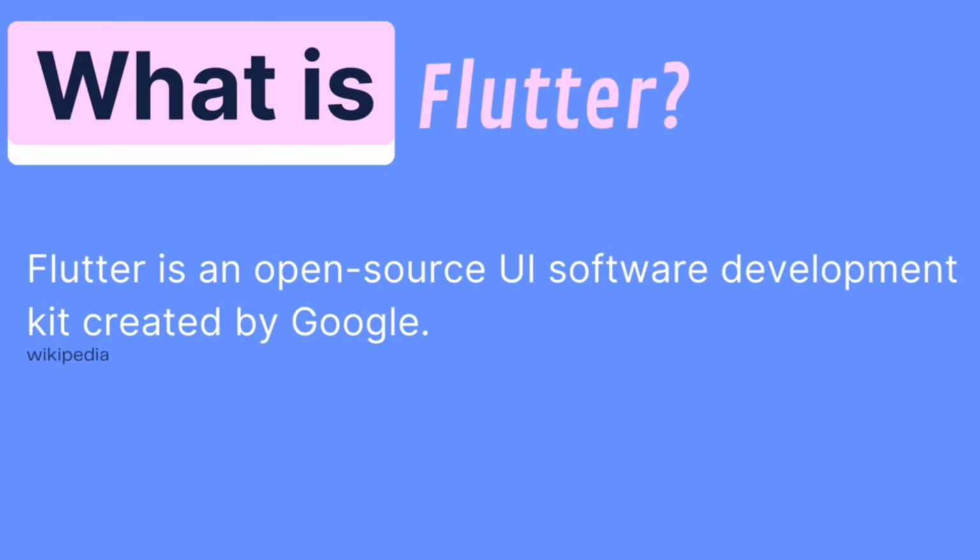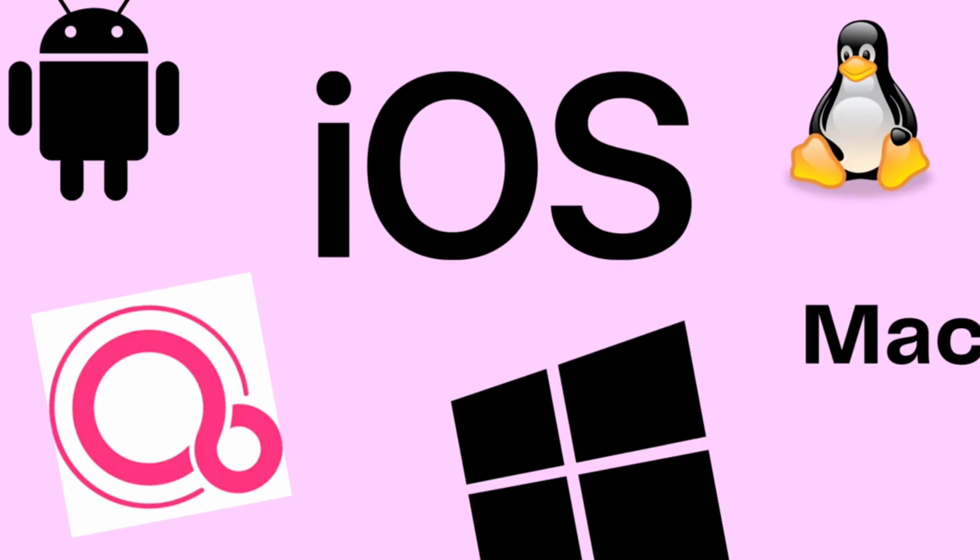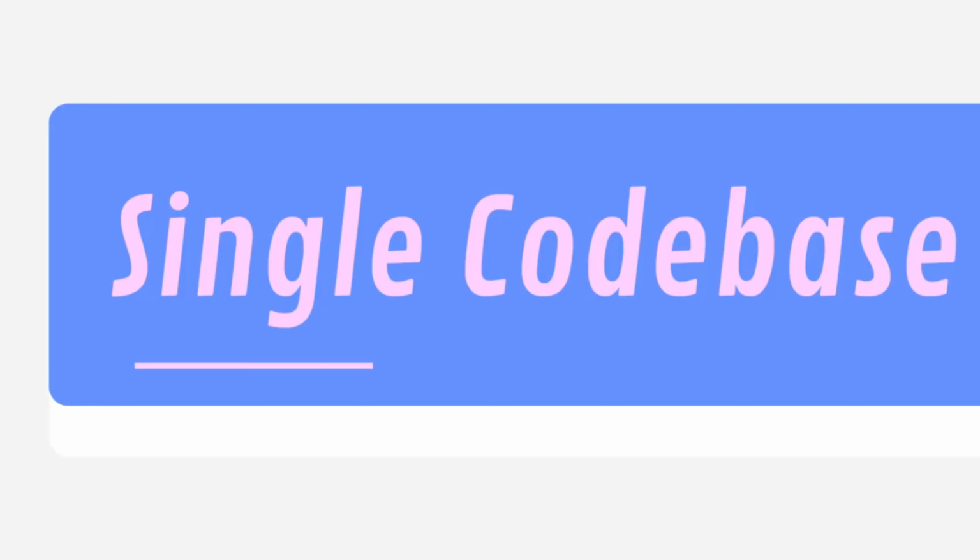According to Wikipedia, Flutter is an open source user interface software development kit created by Google. Using Flutter, we can develop Android, iOS, Linux, Mac, Windows, and desktop applications. We can also develop web applications using Flutter, so we can say that Flutter is a single code-based framework, because here we can run it on multiple platforms by writing a single code.